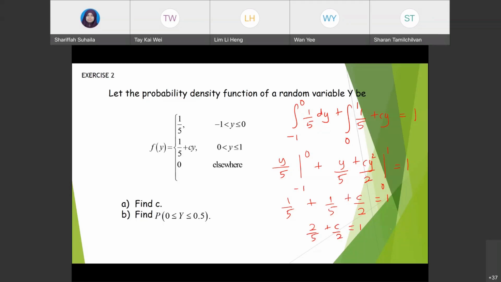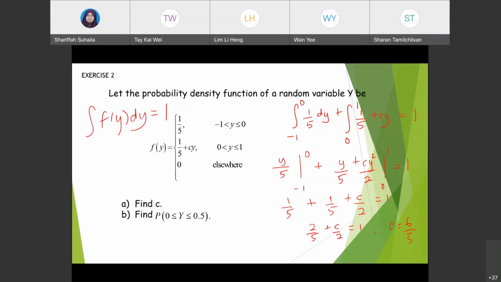Okay, so again, we want to find the value of c. But you have two functions separated by individual ranges. So from minus 1 up to 0, the function is 1 over 5. From 0 up to 1, you have 1 over 5 plus cy. Again, we use the concept that the total integral of f(y) dy is equal to 1. So you substitute, solve your integration, set it equal to 1, and then find c.